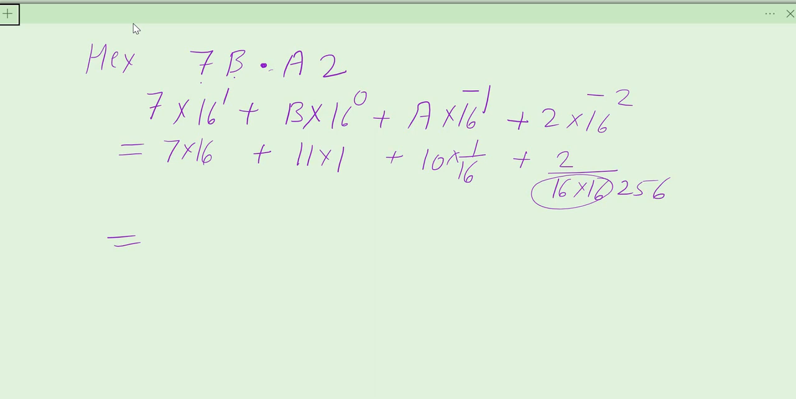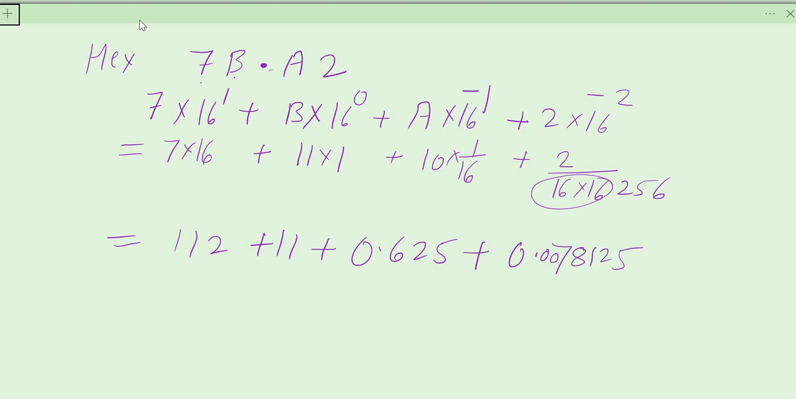So 7 into 16 is equal to 112. 112 plus 11 plus 10 divided by 16. 10 divided by 16, that is 0.625, plus 2 divided by 256, that is 0.0078125. Now add all of them.